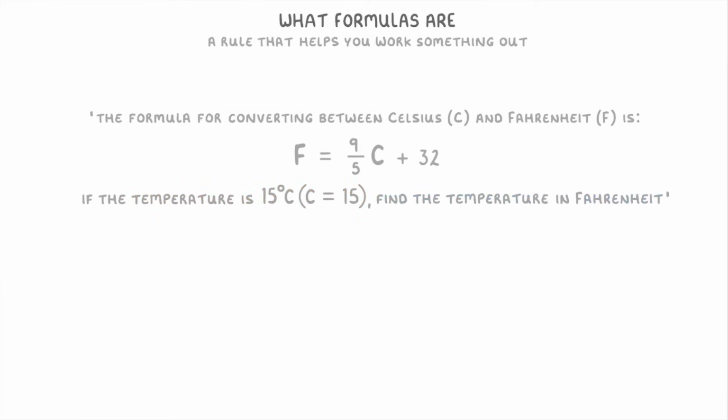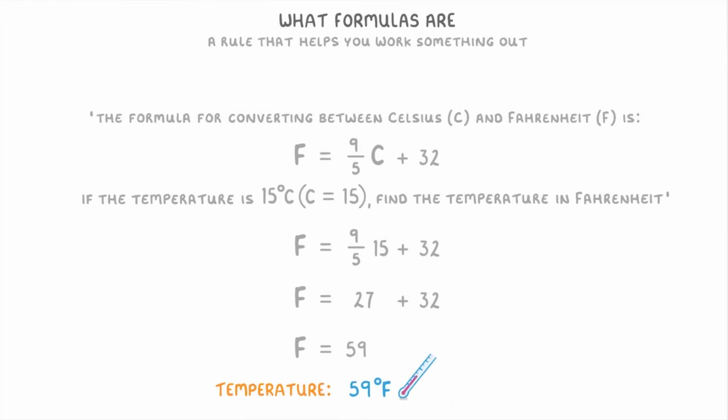So all we need to do is write out the formula that we were given and plug in the 15 degrees Celsius in the place of the C, so that we get F equals 9/5 times 15 plus 32, which simplifies to 27 plus 32, or 59. So the temperature in Fahrenheit is 59 degrees.